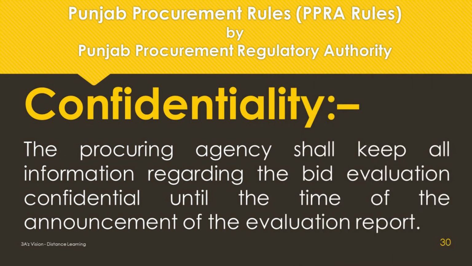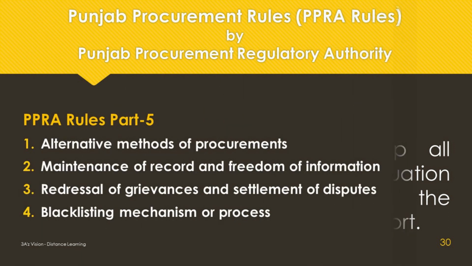Confidentiality. The procuring agency shall keep all information regarding the bid evaluation confidential until the time of the announcement of the evaluation report. It is important to inform that in PPRA Rules Part 5, the final part of the rules, we will discuss alternative methods of procurement, maintenance of record and freedom of information, redressal of grievances and settlement of disputes, and the blacklisting mechanism or process.